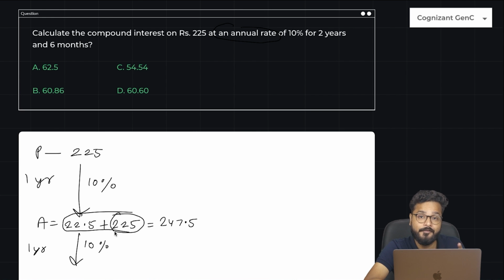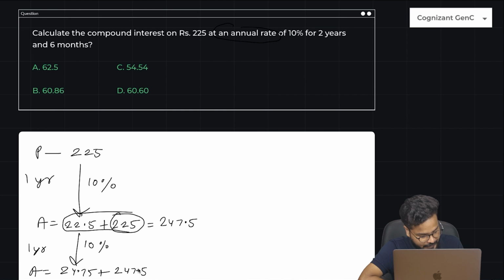So now again 10% of 247.5, that is compound interest. 10% of 225 would have been simple interest. So 24.75 would be the interest. So how much would be the total amount after the end of 2 years? 247.5, I've already calculated that, and the value that you would get is 272.25. This would be the amount.